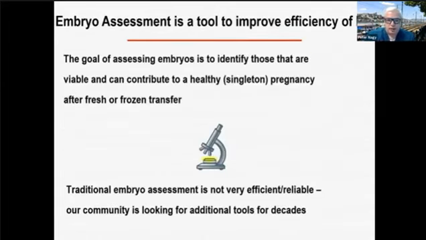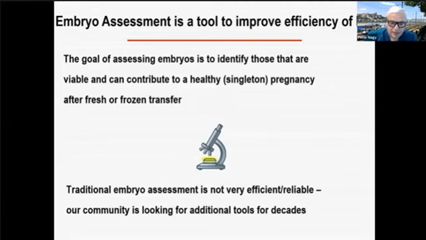We all know that embryo assessment, which we have practiced since the beginning of IVF, helps to improve the efficiency of the IVF process. The way we do embryo assessment is to try to identify those embryos that are viable and contribute to a healthy singleton pregnancy after a fresh or frozen embryo transfer. We do that with the traditional method of microscopy examination of the embryos. However, this approach, as we all know, is not very efficient or reliable, and that is the reason our community has been looking for additional tools for quite some time.